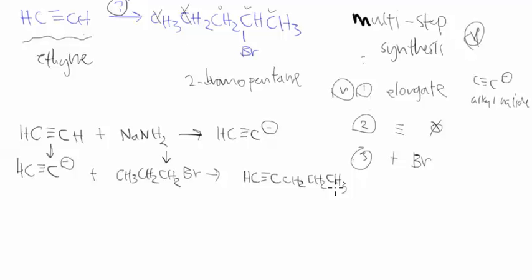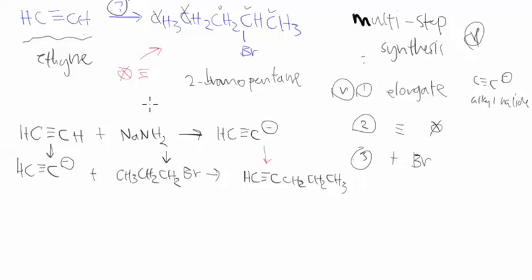Okay, so now step number 2 says that once we elongate the chain, we're going to end up with a triple bond. And we see that triple bond right here. And if we notice in the product, there is no triple bond at all. So we're going to have to get rid of it.